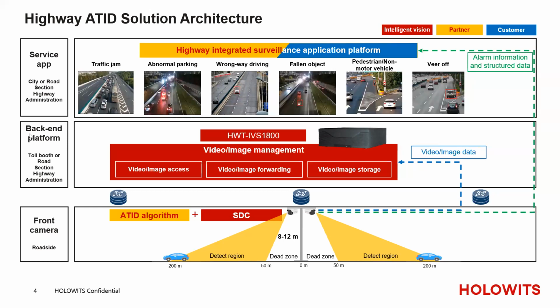And the second layer is the backend platform. Our device, like the IVS 1800 and the video image management, you can use for video and image access, video and image forwarding, and video and image storage. And the last layer is the front cameras on the roadside. We use our ATID cameras and our SDC to detect the cars and their illegal behavior.